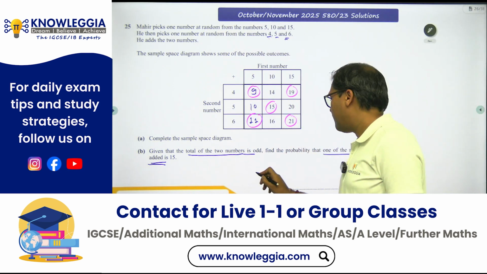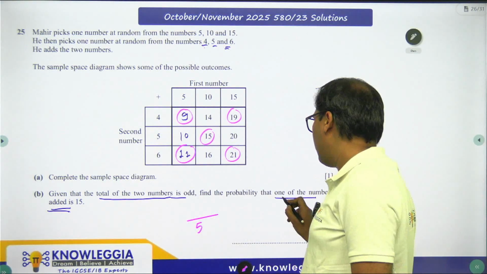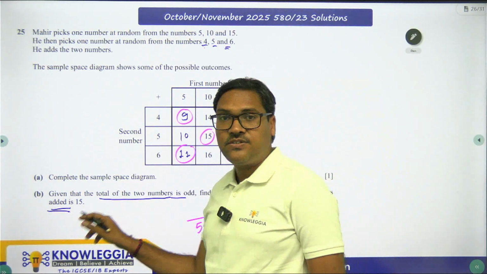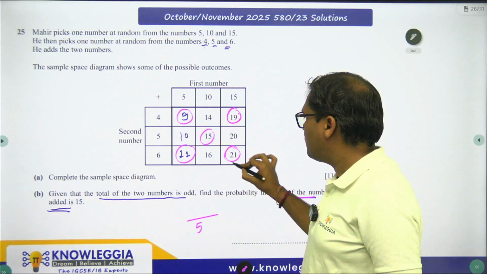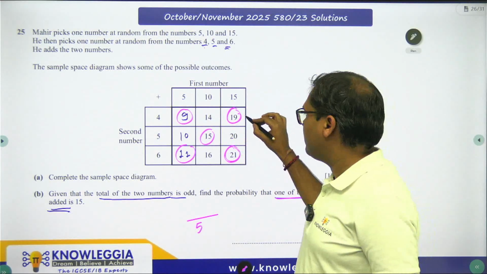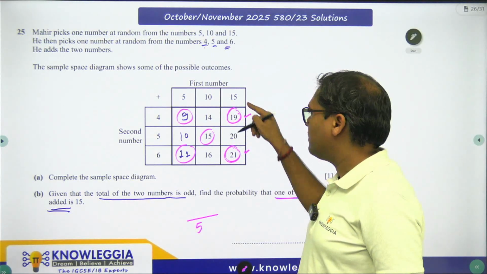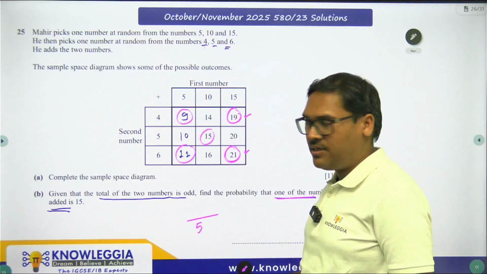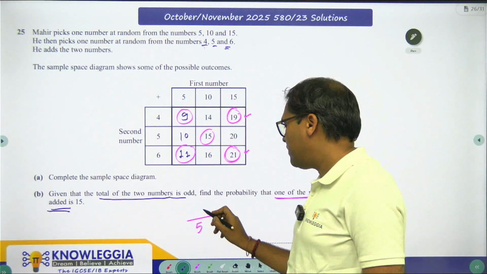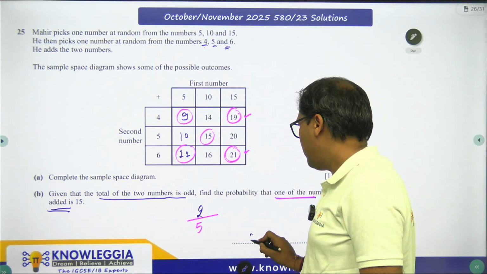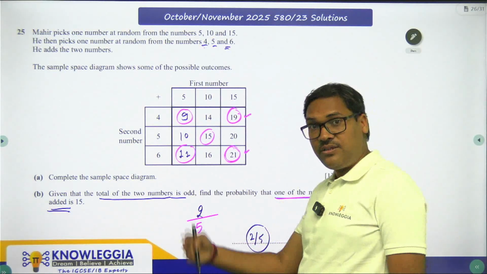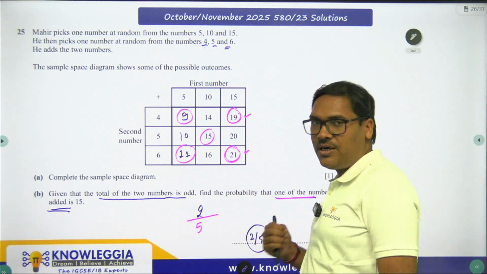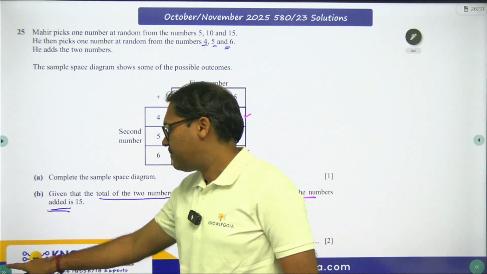So out of five, what is the probability that one of the numbers added is 15? One of the numbers added is 15, that is this one and this one. That is 15, two cases, 19 and 20, because this is made by using 15, correct? So out of these five, this is 2. That is the probability, which is 2 by 5. This is the conditional probability case. Given the outcome, what is the probability of the other? Okay, I hope this is clear.